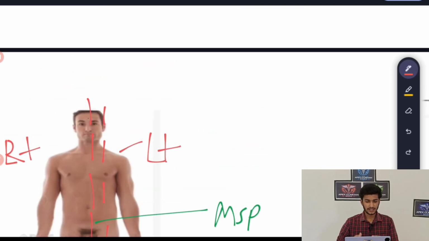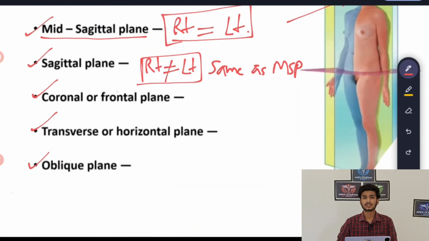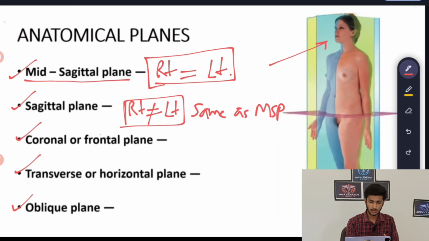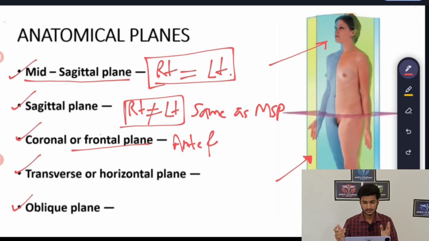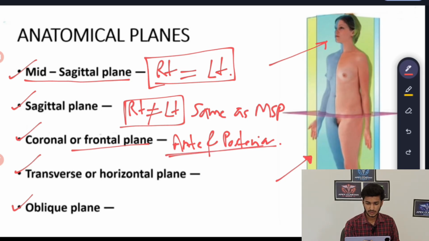After that, the third plane is the coronal plane or frontal plane. In this coronal or frontal plane, we divide the body into two halves, the anterior part and the posterior part. We can say front and back. So the plane that divides the body into anterior and posterior is the coronal plane.